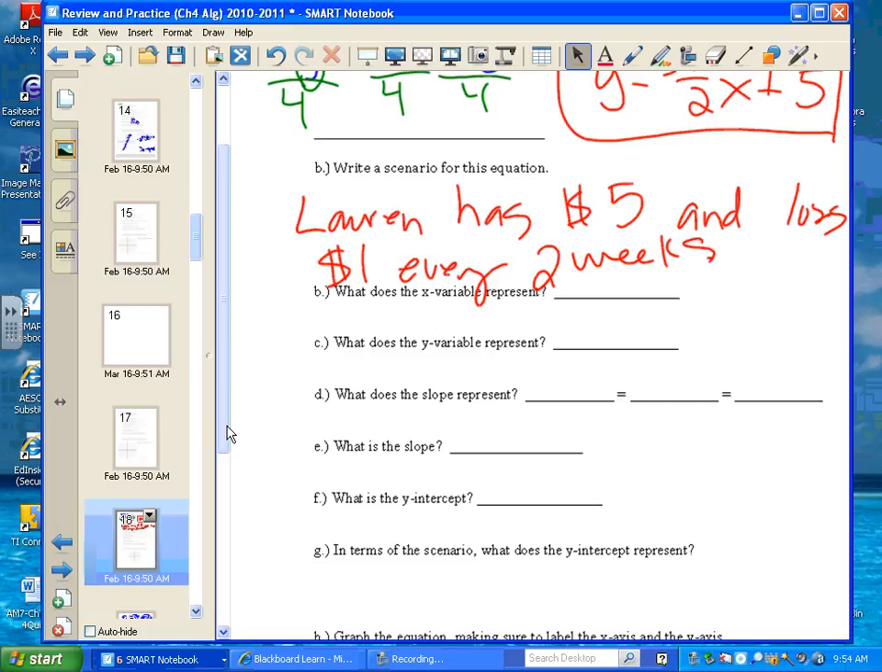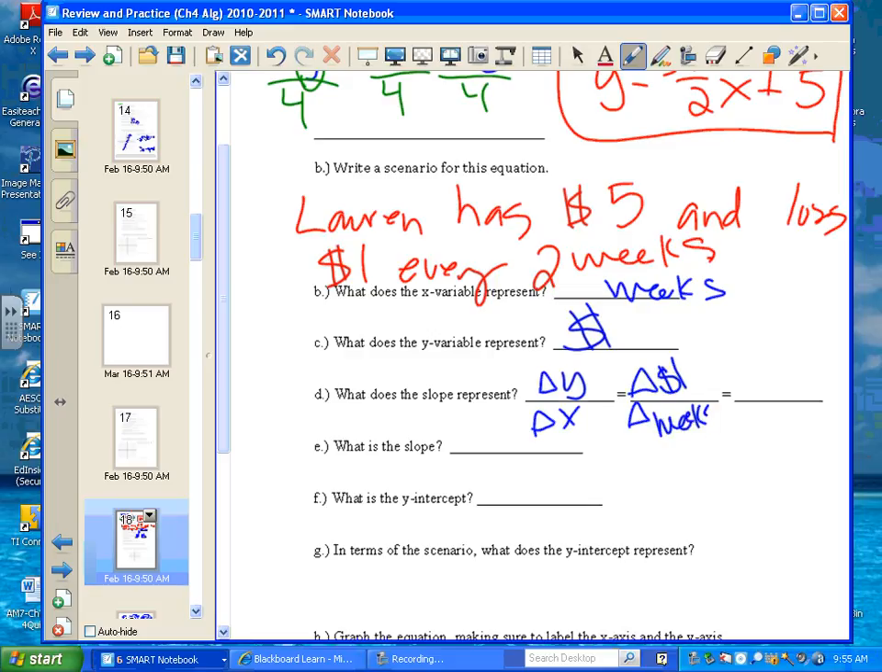All right, let's go to what does X mean in this scenario? So in Lauren's scenario, Claire, what's X? Good, weeks. Nicolette, what's Y? Good, dollars or money. Slope, the first part is change of Y over change of X. John, what is the second part of slope? Good job. Change of dollar over change of week.